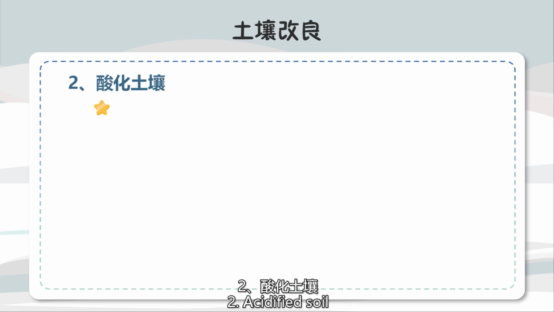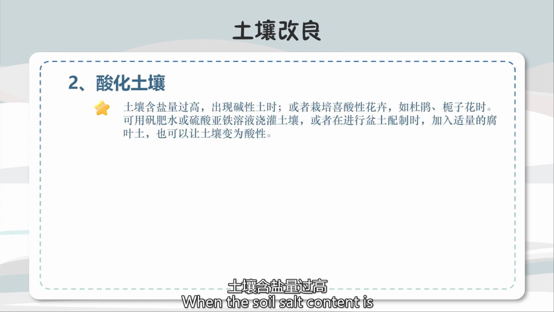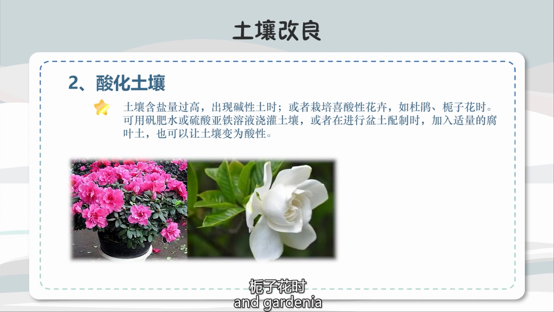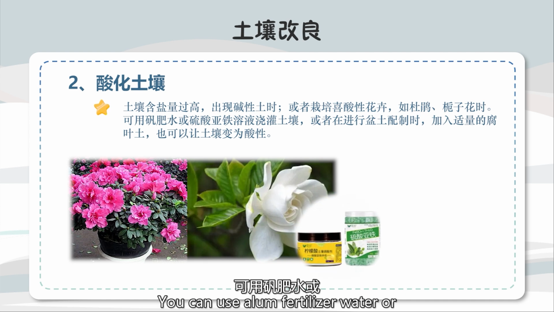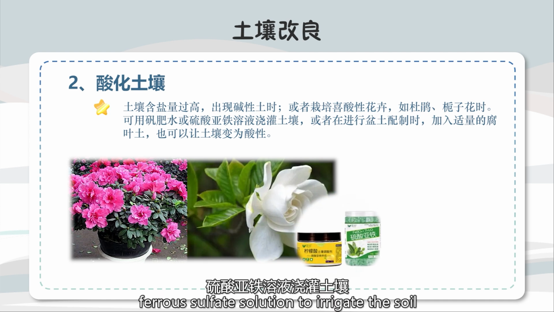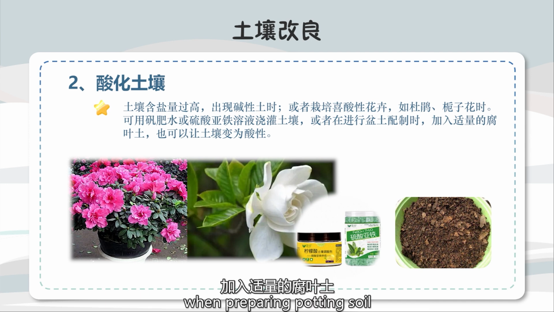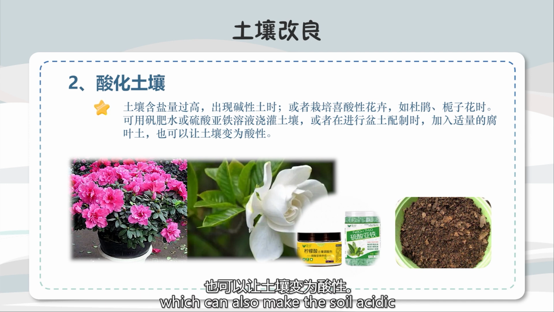2. Acidified soil. When the soil salt content is too high and alkaline soil appears, or when cultivating acid-loving flowers, such as azaleas and gardenias, you can use alum fertilizer water or ferrous sulfate solution to irrigate the soil, or add an appropriate amount of humus soil. When preparing potting soil, this can also make the soil acidic.